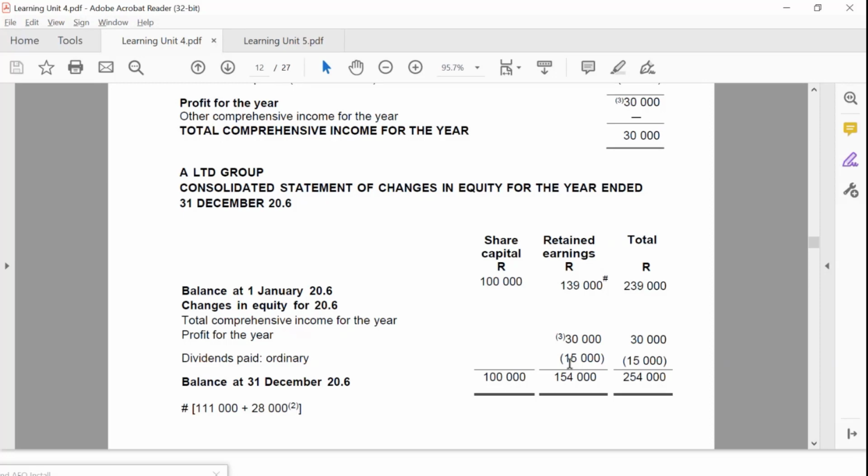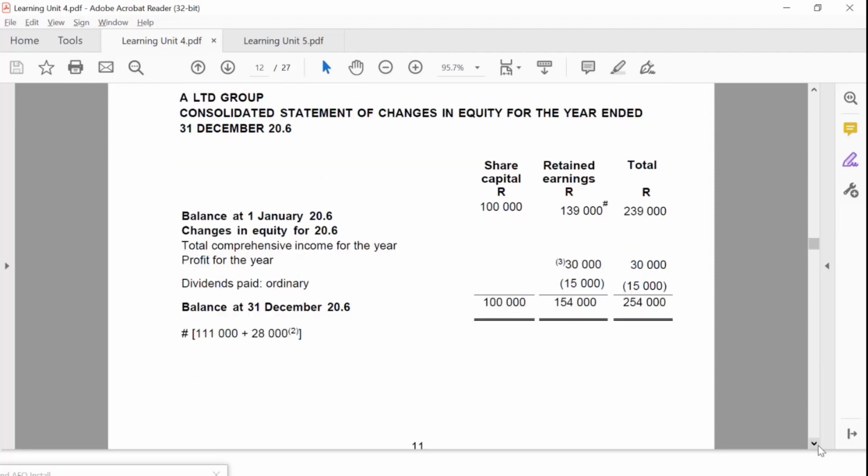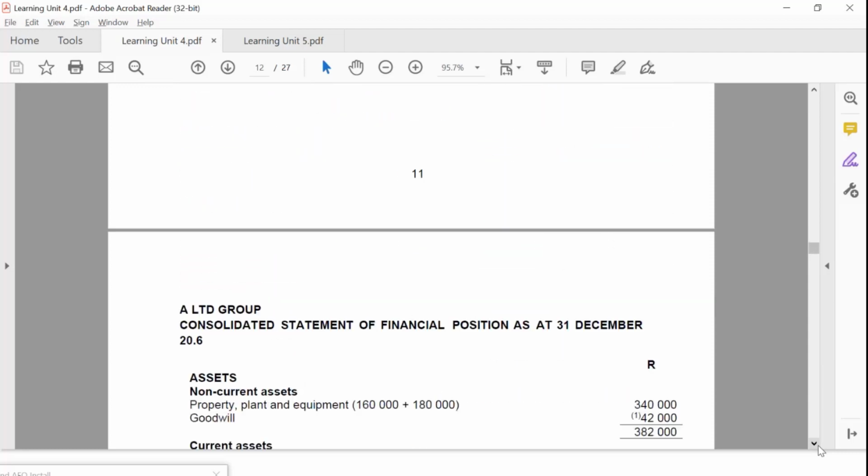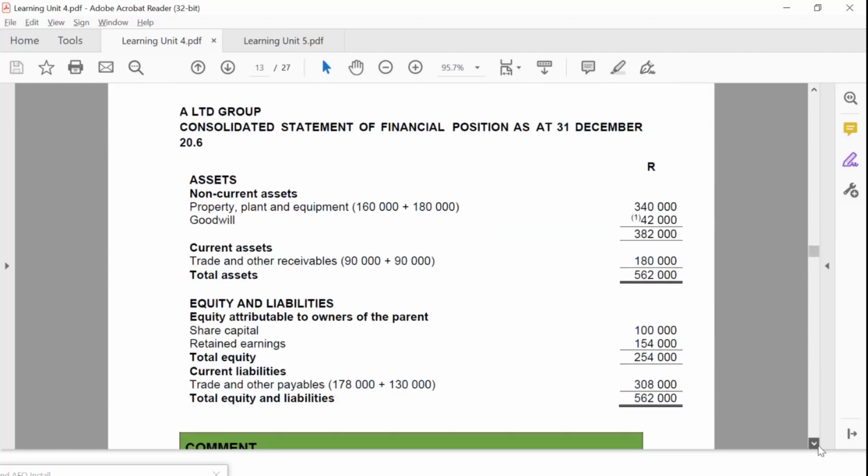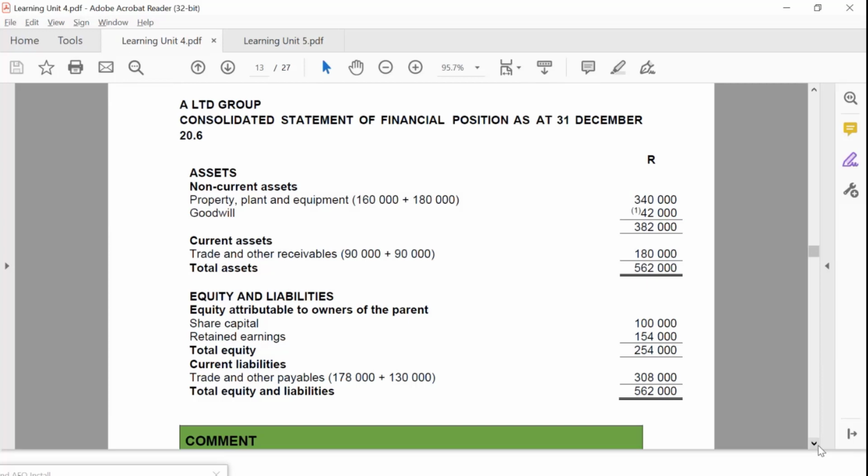So after you have joined A and B together, now you come to eliminate. So once you are there, it's a pro forma journal entry that helps you to eliminate them, then to get the right final answer. Let's look at our statement of financial position.